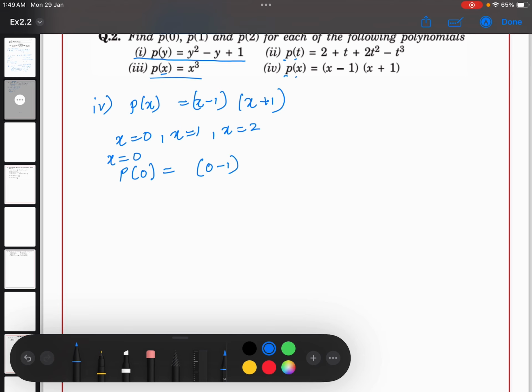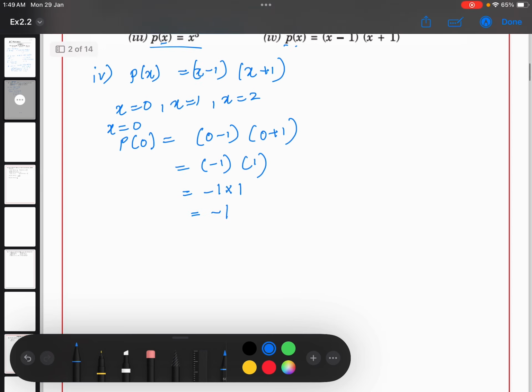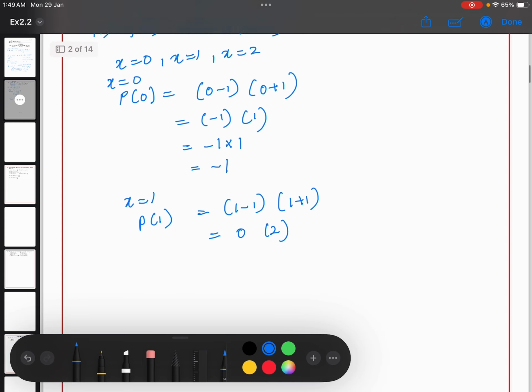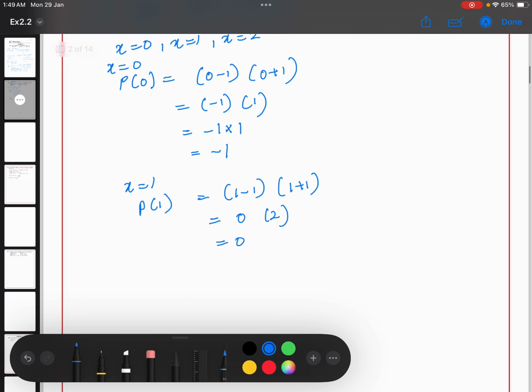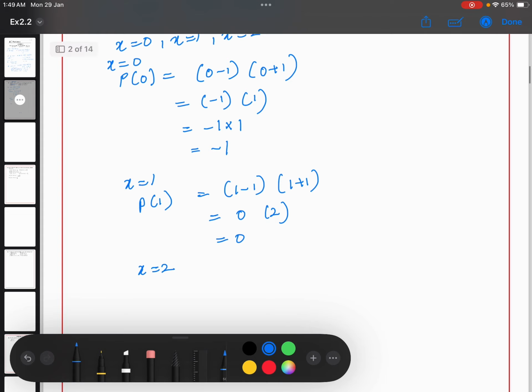So just substitute x with 0. 0 plus 1, so what do you get? 0 minus 1 is minus 1. 0 plus 1 is 1. So this bracket simply means 1 into minus 1 into 1. So this will be minus 1. Now for x equal to 1, p of 1 will be 1 minus 1 and 1 plus 1. So 1 minus 1 is 0, and this will be 2. So this will give you equal to 0.